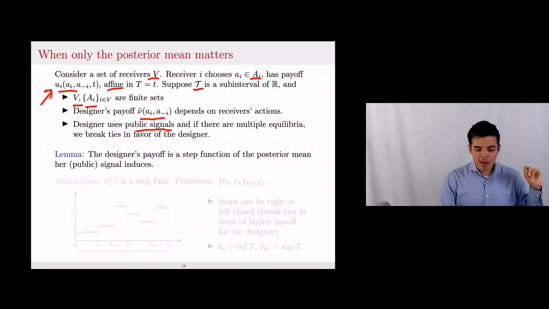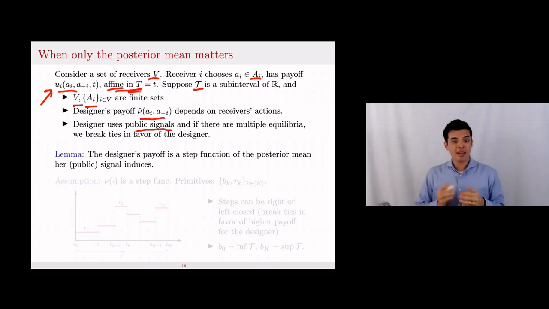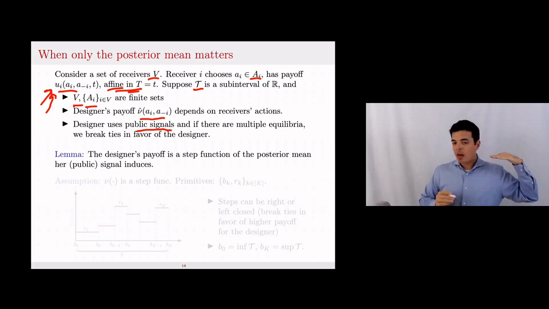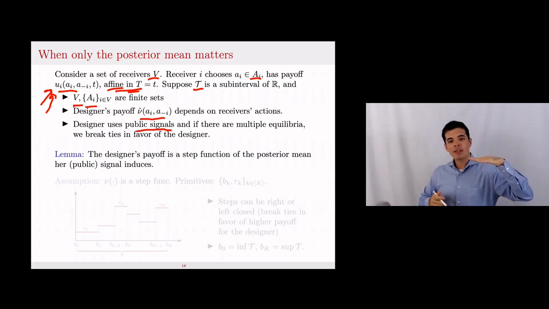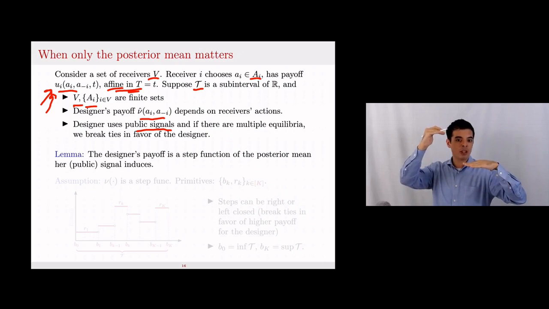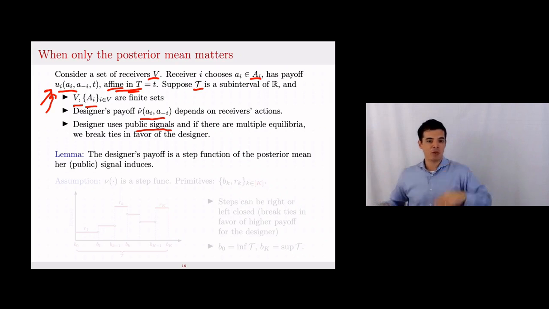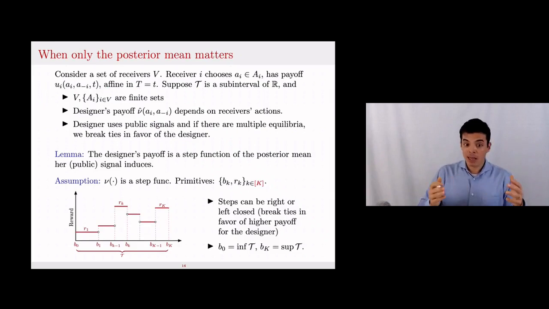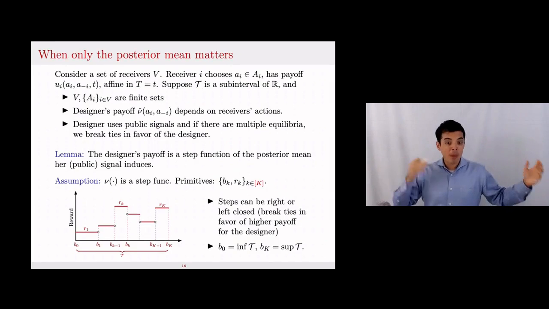In the setting that I am describing, because of the affine dependence on the state, it should be clear that what matters is the induced posterior mean. As the posterior mean changes, the receivers start playing a game with a different set of payoffs. So the equilibrium outcome that emerges for different posterior means changes. We start at a low posterior mean level, let's say. For a while, the receivers play a certain strategy profile at equilibrium, and when the posterior mean is above a threshold, they switch to playing another strategy profile, and then they switch again, and switch again. And these switches basically induce a step function which can be used to express the payoff of the designer as a function of the induced posterior mean.